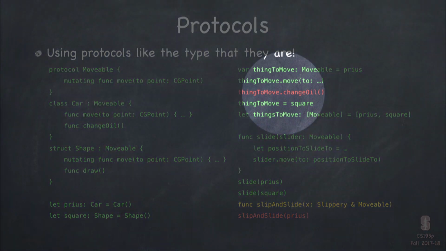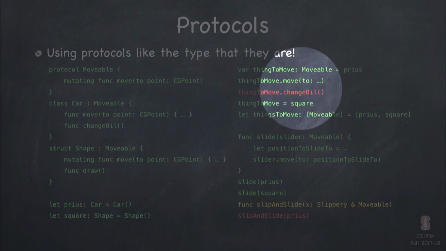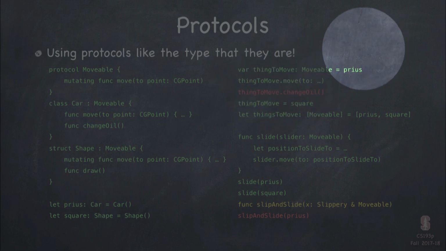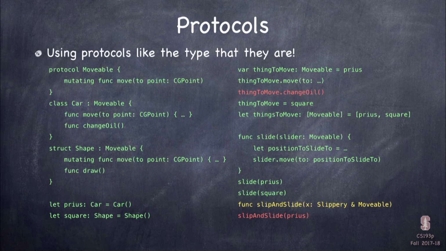Okay, so he's saying, look, I set thing to move to be a Prius. Okay, then I call move to. Which one did it do? Obviously the Prius. Then I set thing to move to be square. Now if I called move to, it would use the square's one. So it's whatever the last thing it was set to, that's what it's going to use.